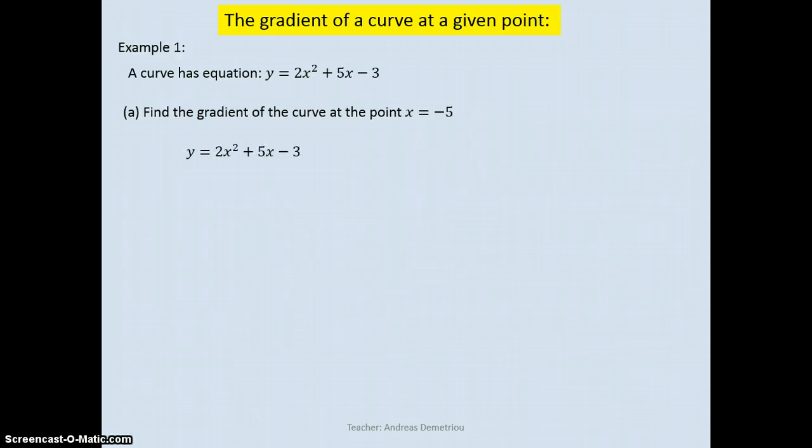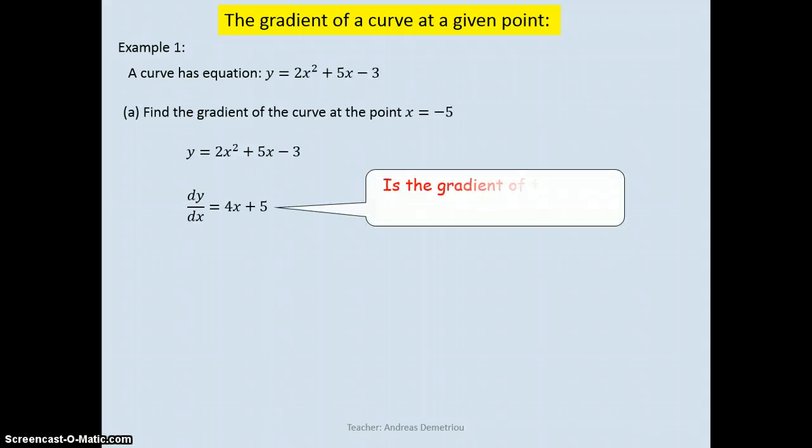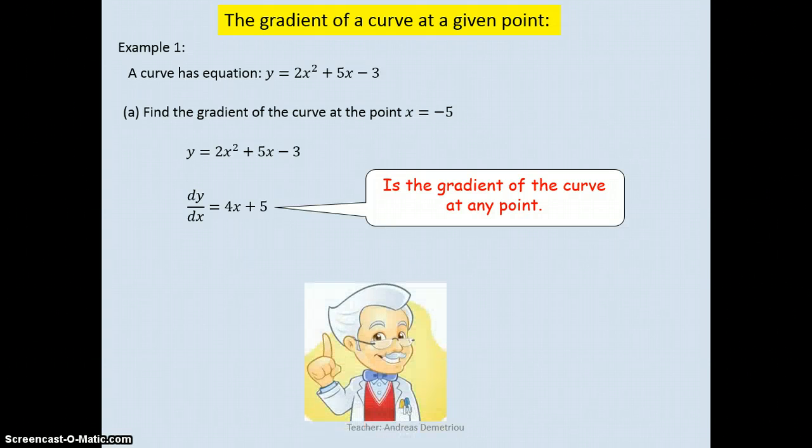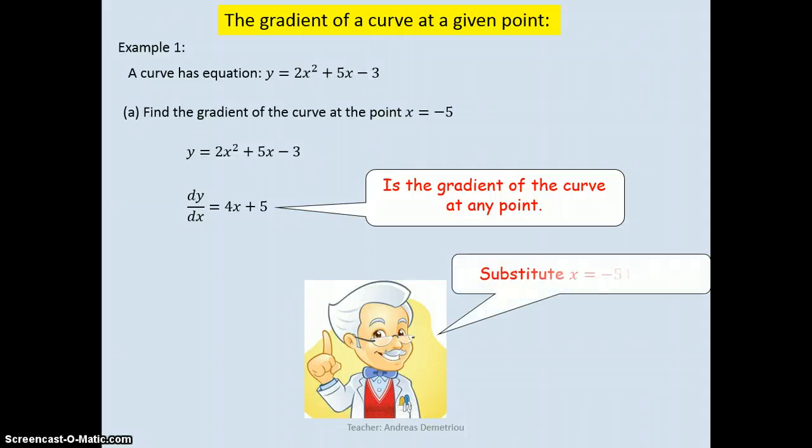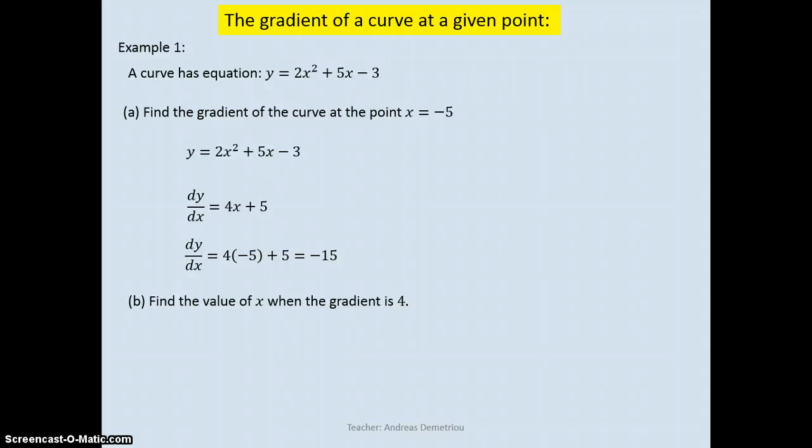So if we differentiate this curve, we get 4x plus 5, and what that means is this is the gradient of the curve at any point. Therefore, if we want to find its gradient at the point x equal to minus 5, we need to substitute x equal to minus 5 into the equation dy dx, and we see that the answer is minus 15. So with this method, we don't even need to know how the curve looks like or spend any time plotting the graph.